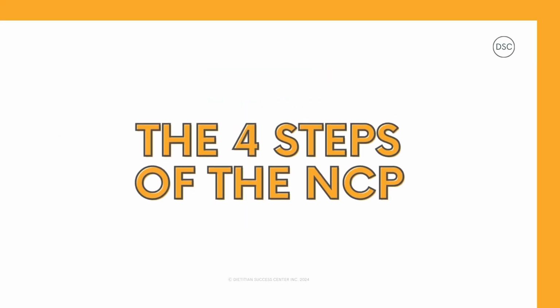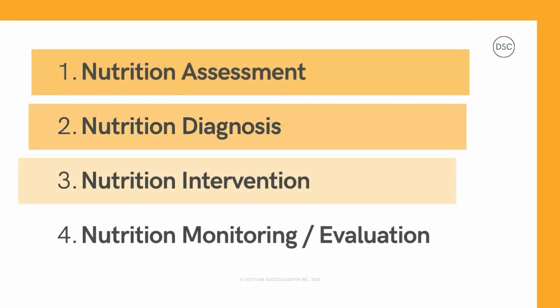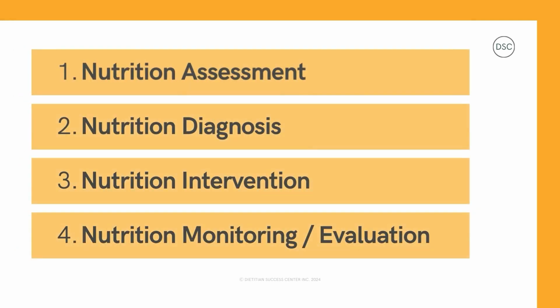The NCP comprises 4 steps. Following the 4 main steps of the NCP can help provide dietitians with a blueprint for nutrition care. Step 1 is nutrition assessment, Step 2 is nutrition diagnosis, Step 3 is nutrition intervention, and Step 4 is nutrition monitoring and evaluation. Let's break down what each of these steps includes.